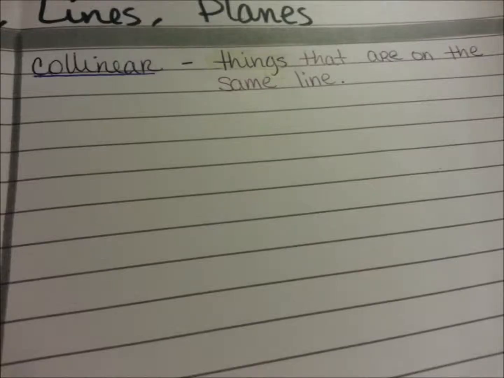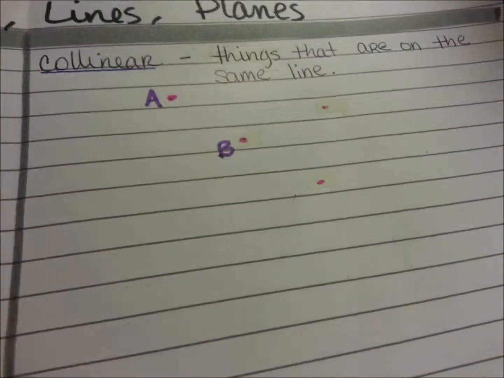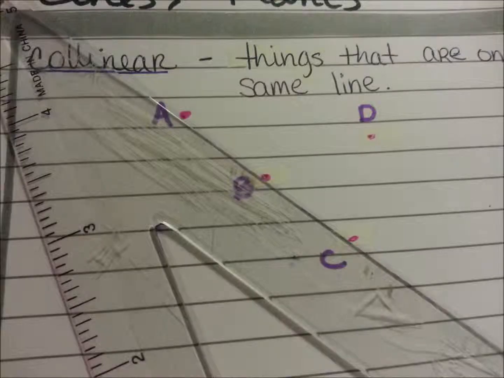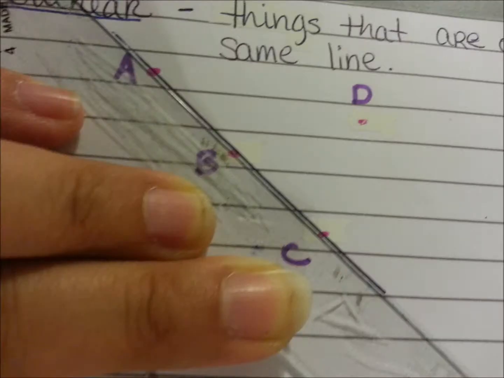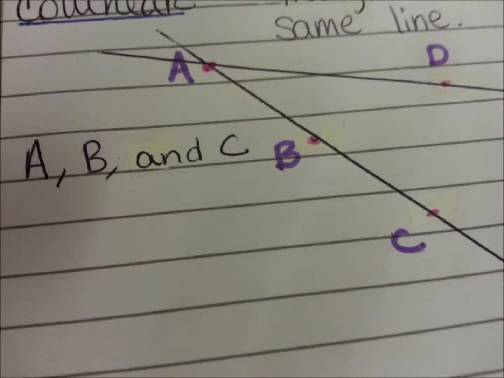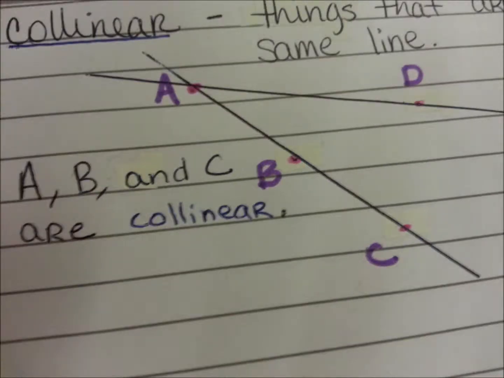Collinear means things that are on the same line. Let's look at these points. A, B, and C look like they're sitting on the same line. We can draw a line through them and yep. Okay, so B didn't end up right on the line, but let's pretend it did because it was really close. We say that if they're on the same line, they're collinear. So A, B, and C are collinear.